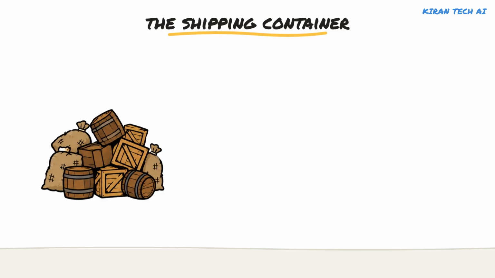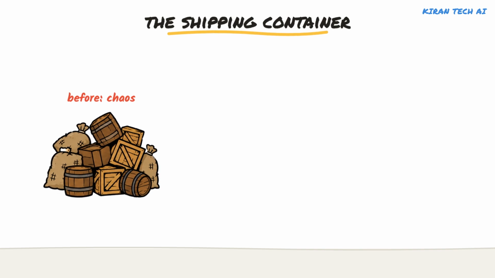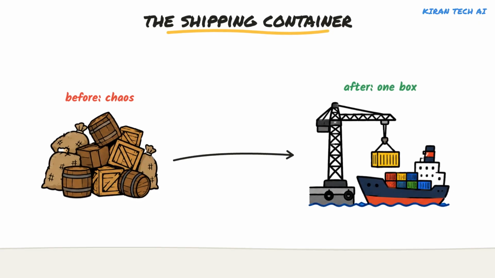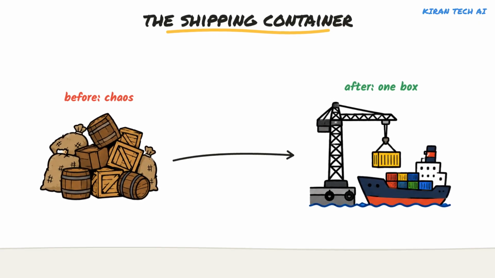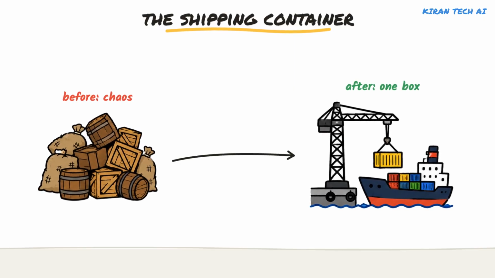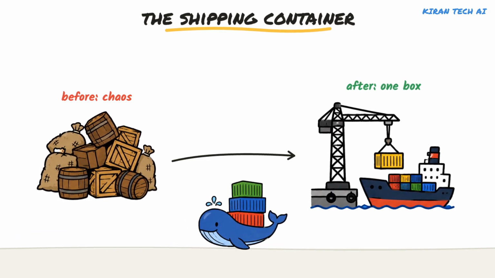Shipping. Loading ships used to be pure chaos. Sacks, barrels, crates, everything loose and everything breaking. Then someone invented the standard container. One steel box that fits any crane, any ship, any port on Earth. And years later, Docker brought that exact same box to software.